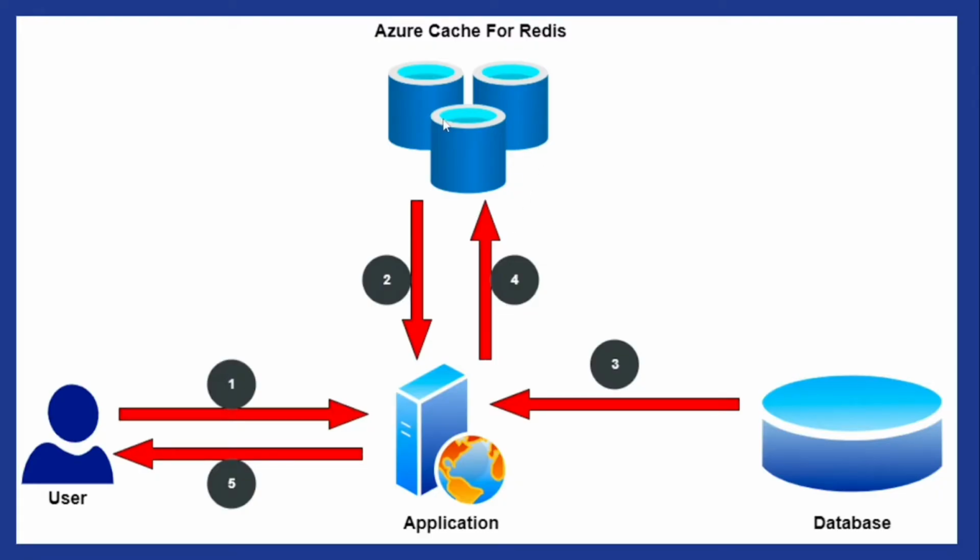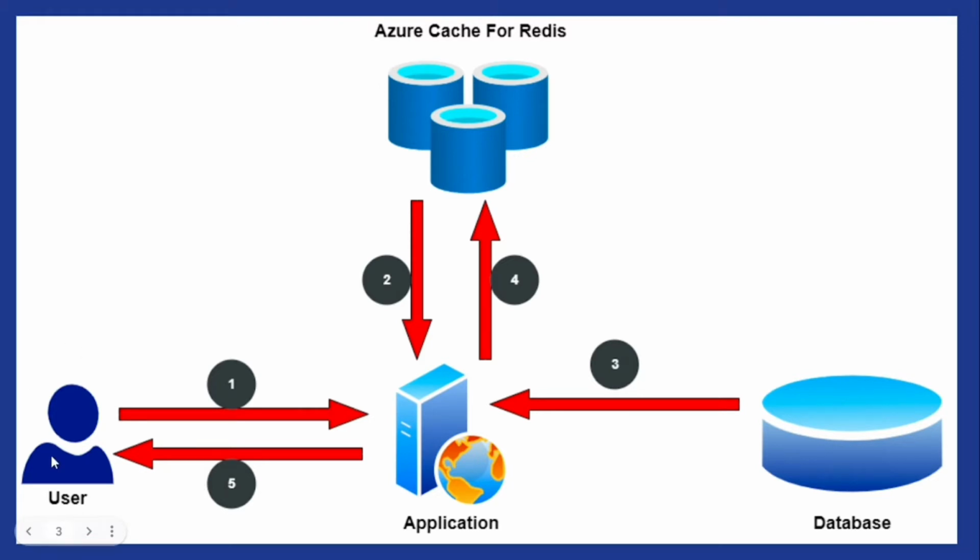So if the data is not in the Redis store, then the application will fetch the data from the database. Once the application gets the data from the database, it will store that data into Redis so that subsequent requests to the application from any user will get the response directly from the Redis store. Once it stores the data, the response is given back to the user.